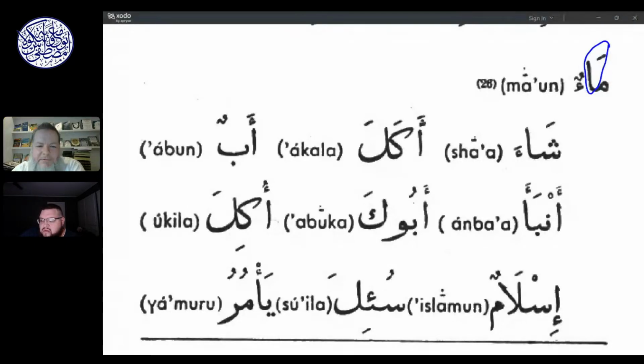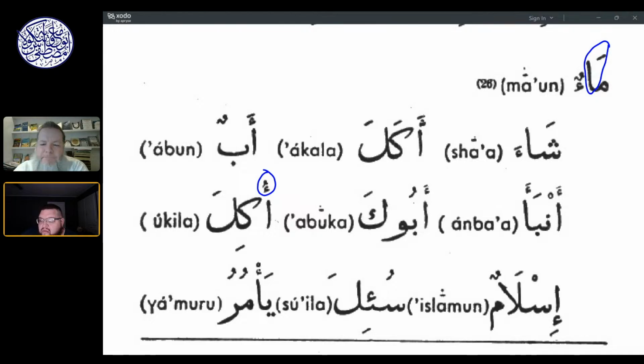Next. Akila. Okila. It could be here. You see, Okila. It has a dhamma. Oh, yeah, sorry. I didn't put that up there, but it does. Okila. Because it has a dhamma here. Okila. Ukila. No.